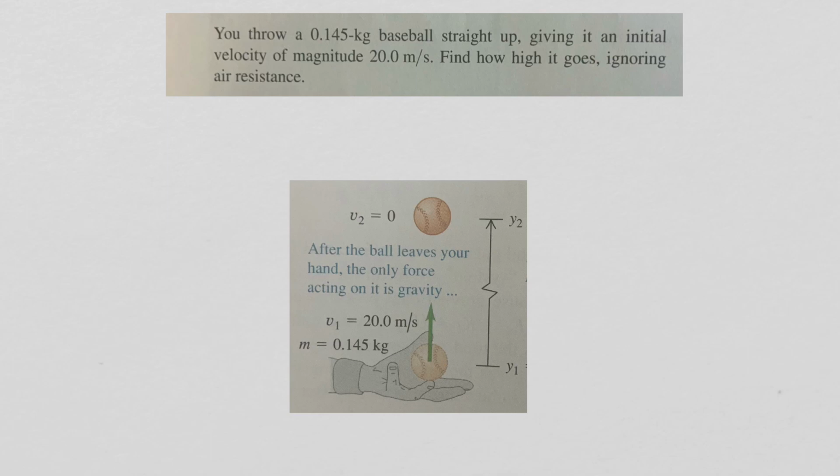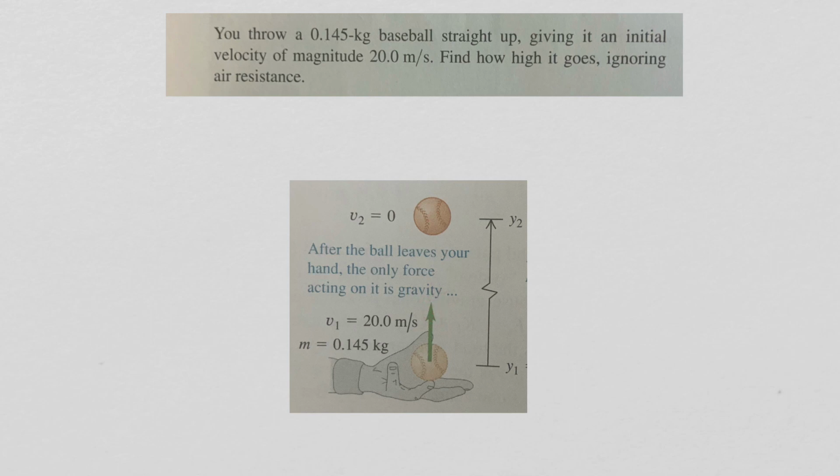Here's the first example. You throw a 0.145 kilogram baseball straight up, giving it an initial velocity of magnitude 20 meters per second. Find how high it goes ignoring air resistance. So here is the baseball. The mass is 0.145 kilograms. The initial velocity is 20 meters per second. It goes straight up in the air.